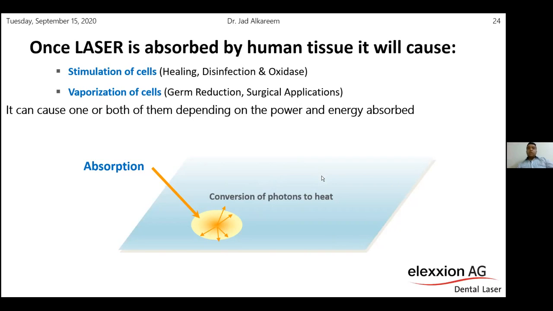So you can use the diode laser for 2 purposes. The first one is to do surgical application. The second one is to use it for therapy, which is called low-level laser therapy.